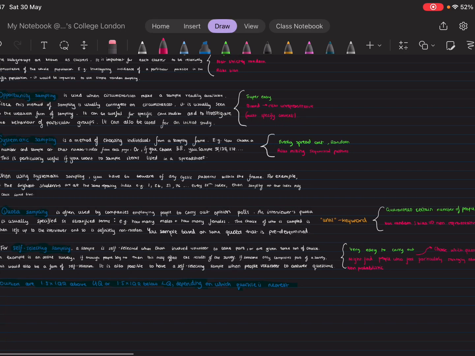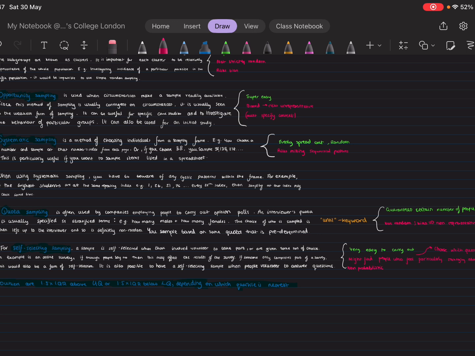Oftentimes I'm asked, what is the difference between proportional stratified sampling and quota sampling? The difference is, with proportional stratified sampling, your proportions are based on the proportions of the population, but in quota sampling, your proportions are based upon your needs. So they're predetermined and do not vary regardless of how the proportions of the population vary.